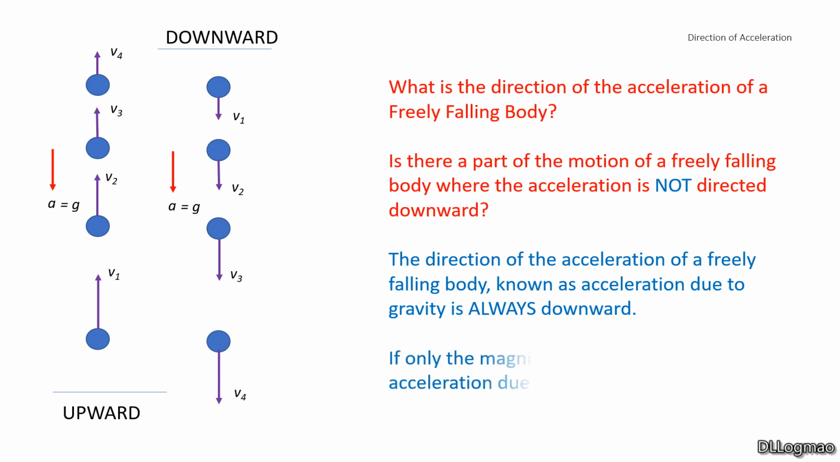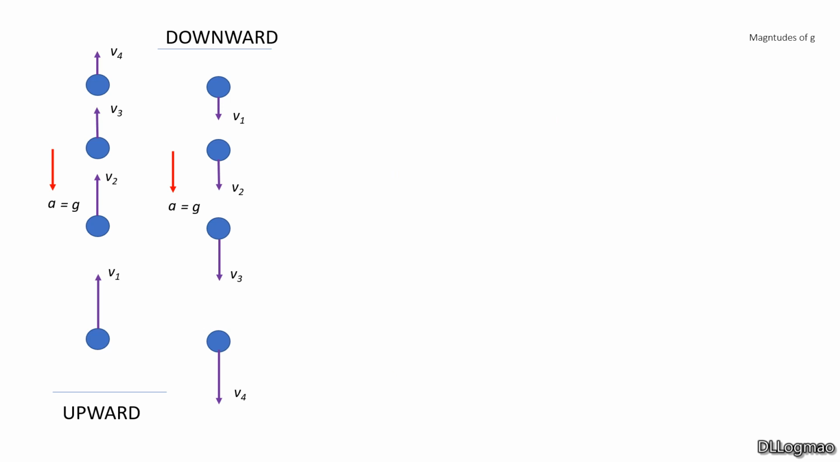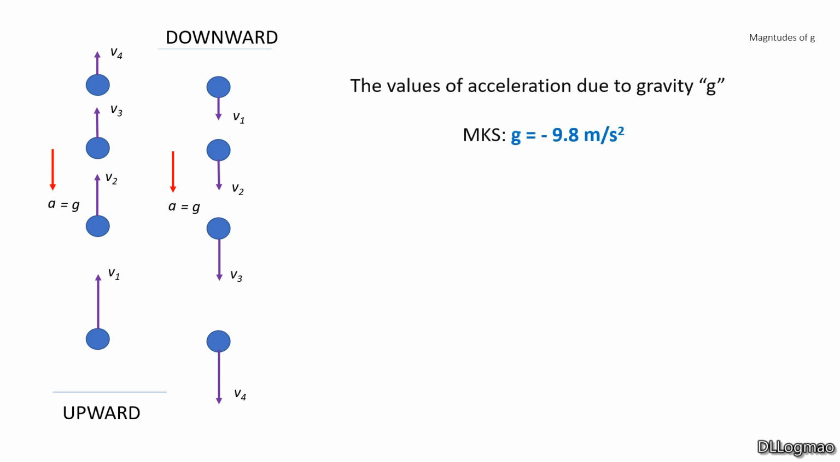If only the magnitude is used to express the acceleration, acceleration due to gravity is negative. The values of acceleration due to gravity, g, in the MKS system, negative 9.8 meters per second square. In the CGS system, negative 980 centimeters per second square. And in the FPS system, negative 32 feet per second square.